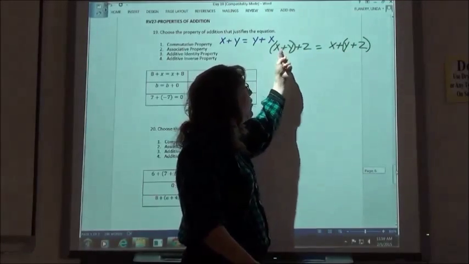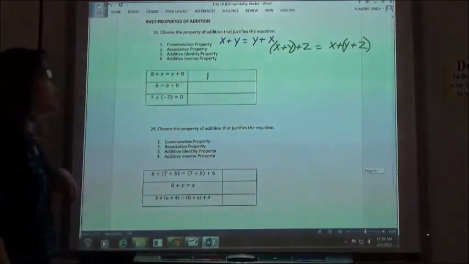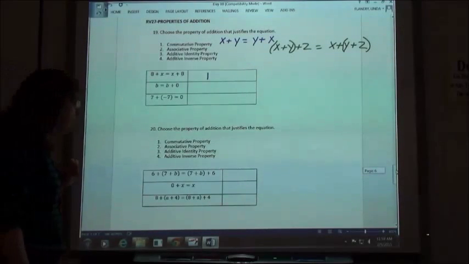So it's going to have 2 different things in the parentheses. Here I have an x and a y. Here I have a y and a z. My associative property, I moved the parentheses. I did not change the order.